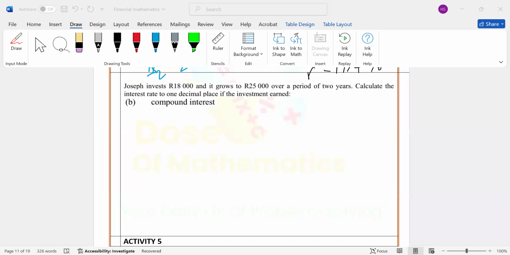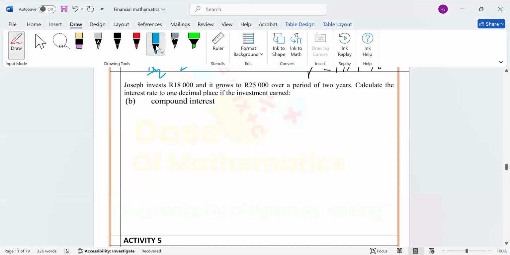And then they say, calculate the interest rate. Interest rate R. When they speak about the interest rate, we're speaking about what? R. How to get R? You get it by saying it's I multiplied by what? By 100, that's R. So let's go and collect our data. Our data says we have the accumulated amount, which is 25,000. We have P, 18,000. We have N, it's 2 years. Everyone is still happy? Yes.